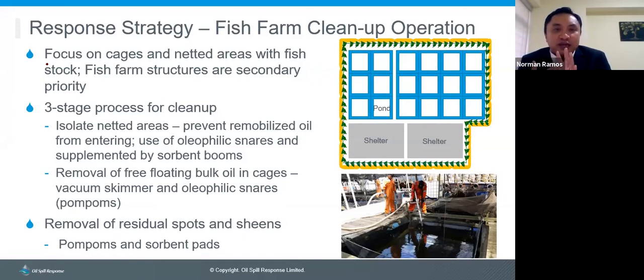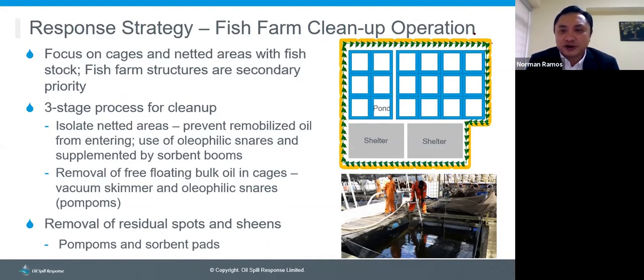So although three areas were identified by OSRL, we worked mostly on the fish farm cleanup and on the offshore containment and recovery. For the fish farm cleanup operation, our focus was on the fish farm cages and netted areas with fish stock. The fish farm structures are our secondary priority. So we focus on the cage and netted areas, as we would like to preserve whatever fish stock is in there. How did we do it? We have a three-stage process for the cleanup. First, we isolate the whole netted area.